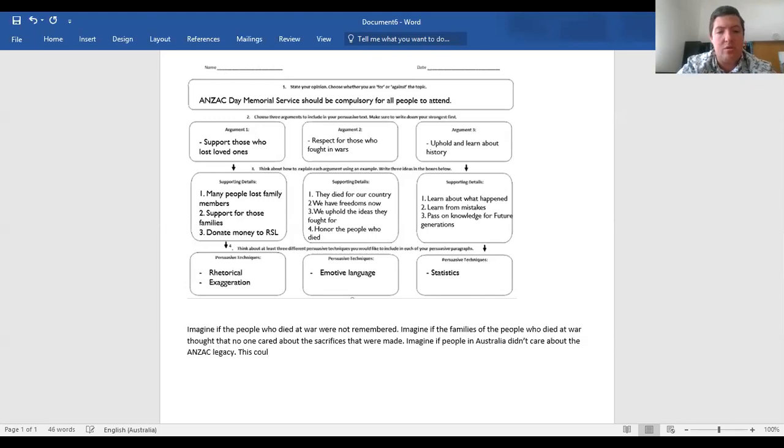This could all be avoided if we just made Anzac Day service compulsory for all Australians. And that's my introduction. It's a four-sentence introduction. Imagine, imagine, imagine, and then you wrap it up at the end.